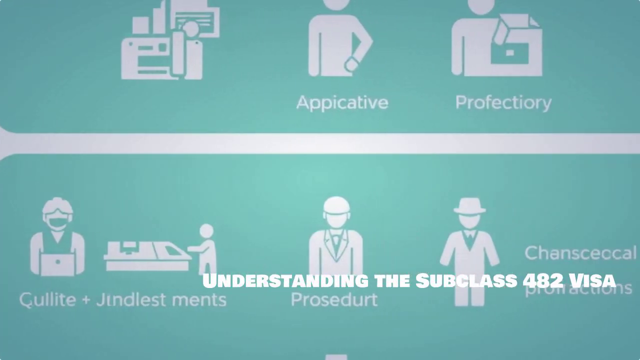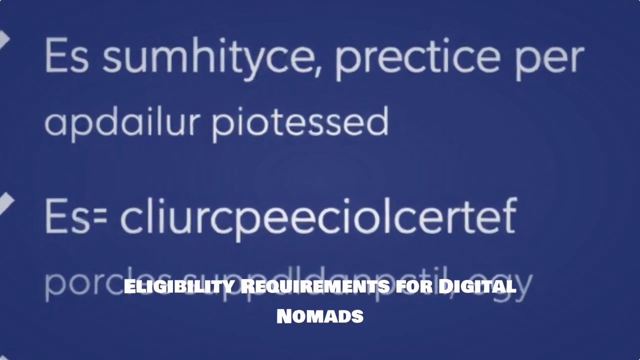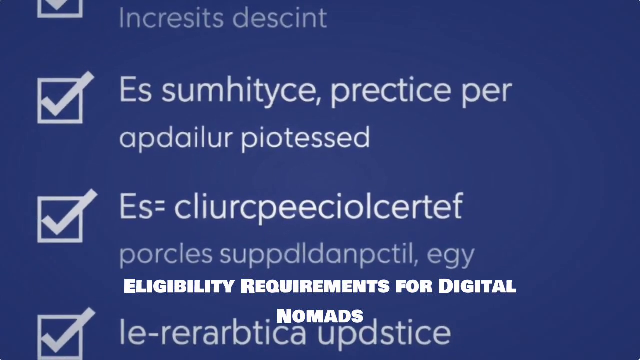First, let's explore the subclass 482 temporary skill shortage visa, which allows businesses to sponsor foreign workers in skill shortages. To be eligible for the subclass 482 visa, you must have relevant skills and qualifications for your occupation. Let's break down these requirements.